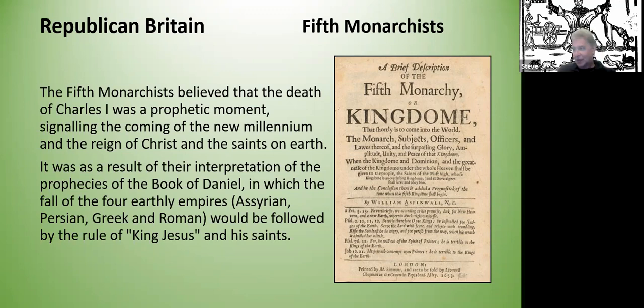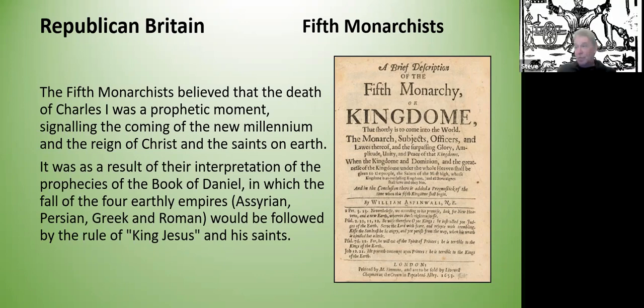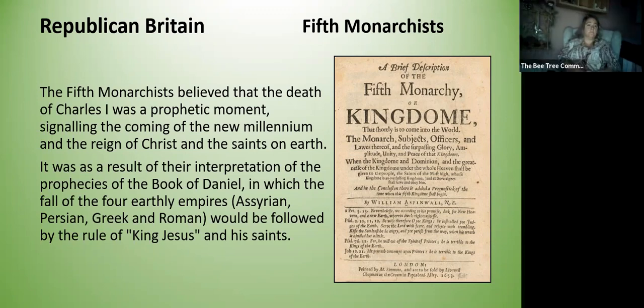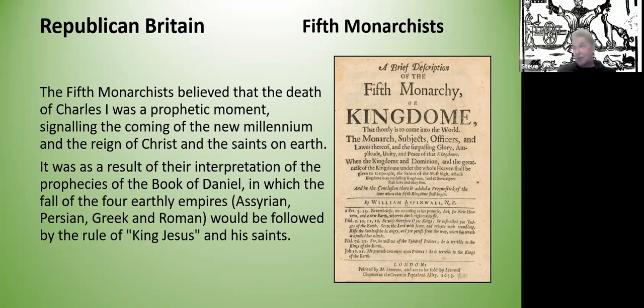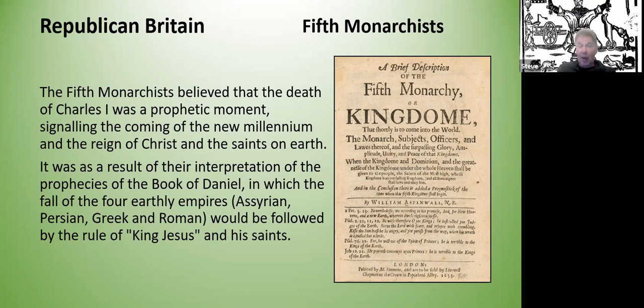So the Fifth Kingdom would be a 1,000-year reign of Christ on earth, and it would last from the second coming to the day of judgment. So again, it's the importance of the religious view. A lot of the groups took their inspiration from passages in the Bible.